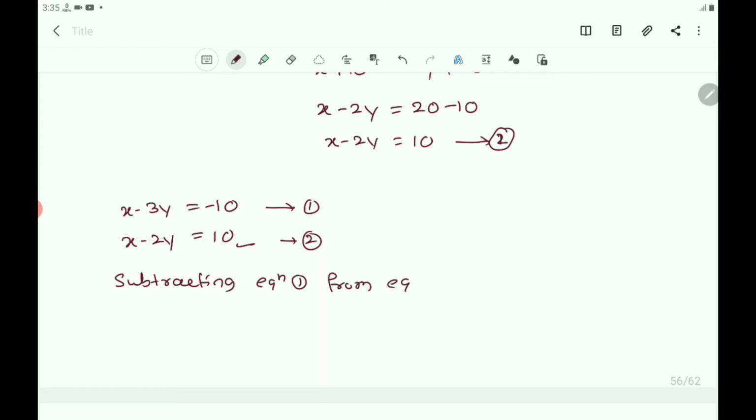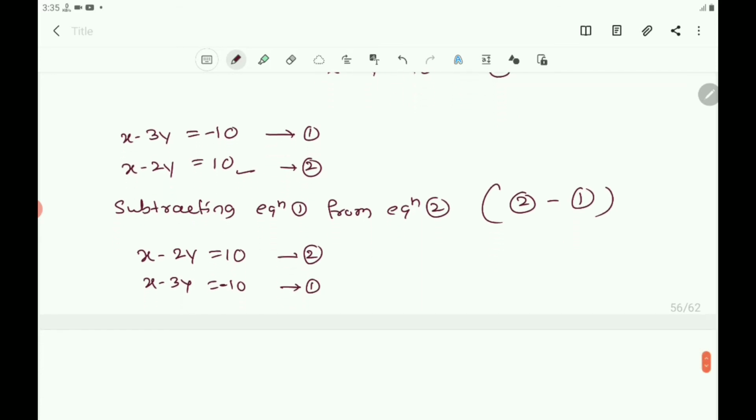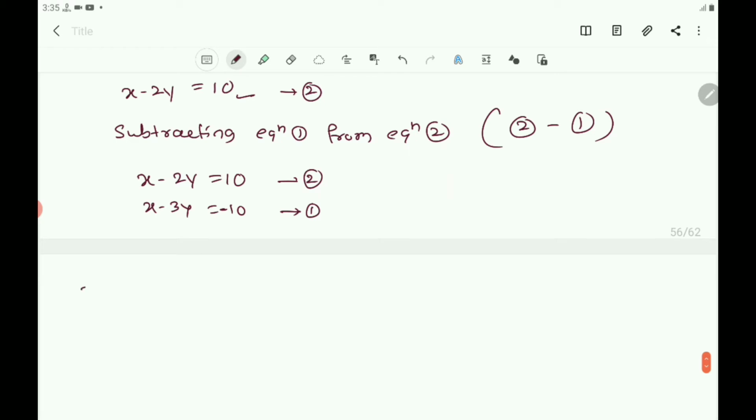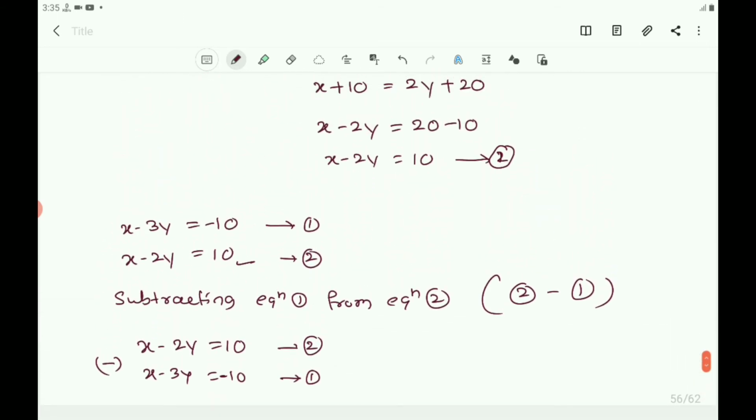From the second equation, that is second minus first. You write the second first here. x minus 2y is equals to 10, that is the second equation. x minus 3y is equals to minus 10, that is the first equation. So from second minus first, that becomes x minus 2y. Here we have to subtract. Why do you have to subtract here? Here you can cancel x.